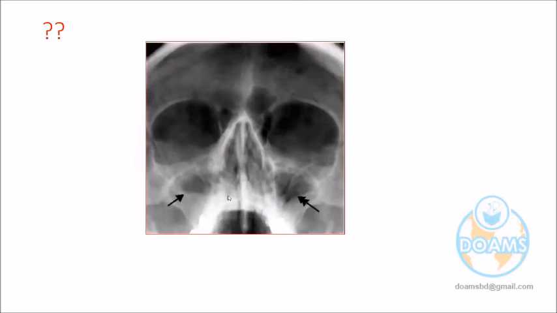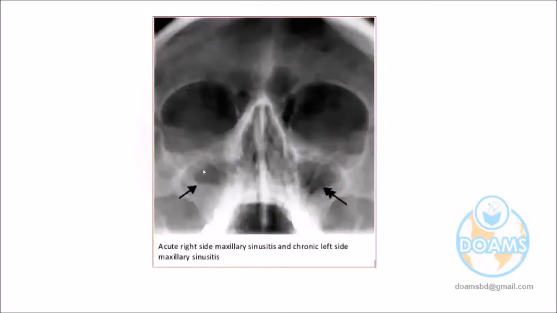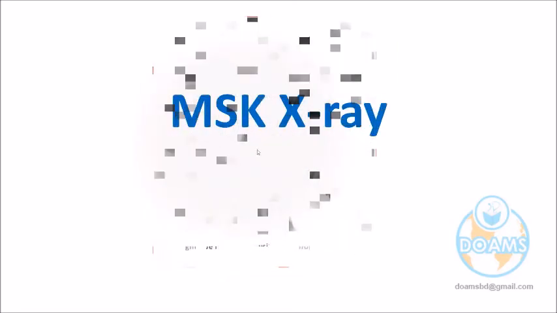In general, other than the maxillary sinus, you have to look at the ethmoidal sinus, the frontal sinus, and what else? The sphenoidal sinus. With the mouth open, you see through here the sphenoidal sinus. For that, the X-ray is done with the mouth open so that all the sinuses are visible. So acute right maxillary sinusitis with chronic left-sided maxillary sinusitis is the diagnosis.